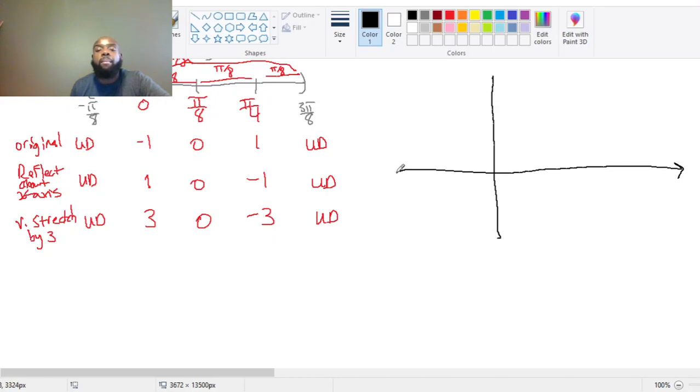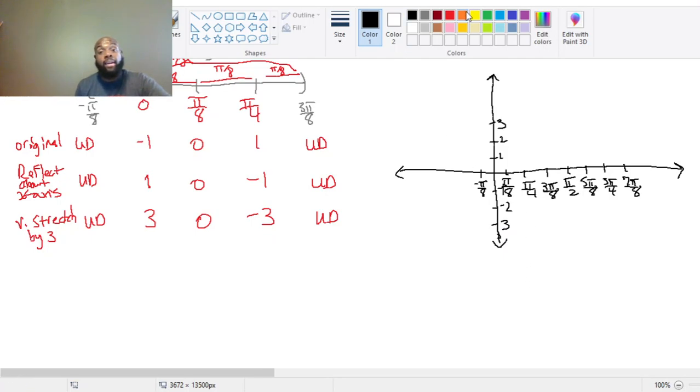And what I'm going to do is count by pi over 8. So we have a negative pi over 8, 0, pi over 8, 2 pi over 8, or pi over 4, 3 pi over 8, 4 pi over 8 is pi over 2, 5 pi over 8, 6 pi over 8 is 3 pi over 4, 7 pi over 8. And I think that'll be enough for me to get 2 cycles. I'm going to go y equals 1, 2, 3, -1, -2, -3.